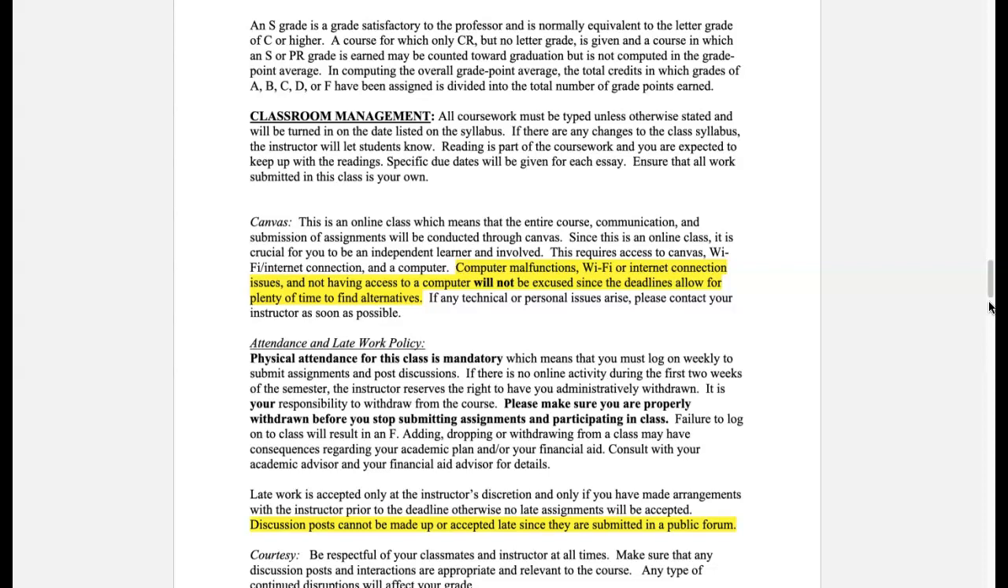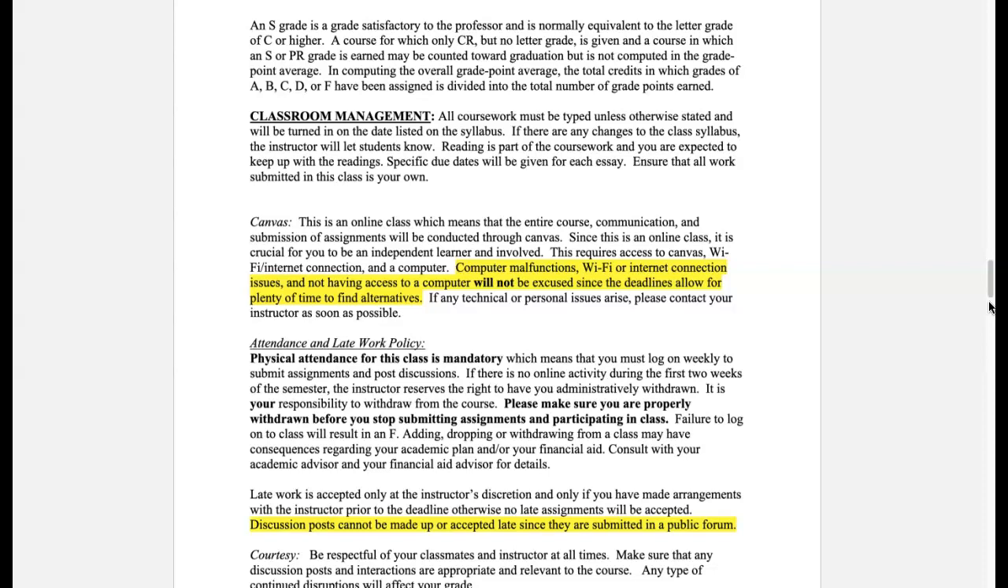Whenever we have one due, the discussions close on Saturdays at 11:59 p.m. The quizzes close on Saturday at 11:59 p.m. The assignment does not stay open after that. So after 11:59 p.m., it'll close and it will not allow any more submissions. So please keep that in mind.